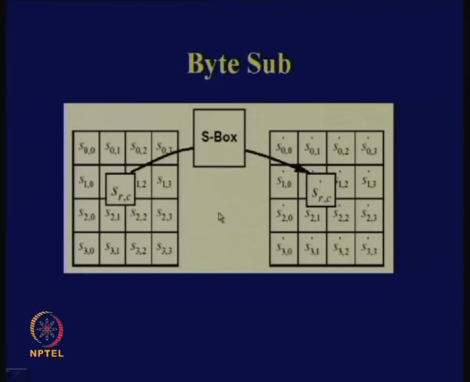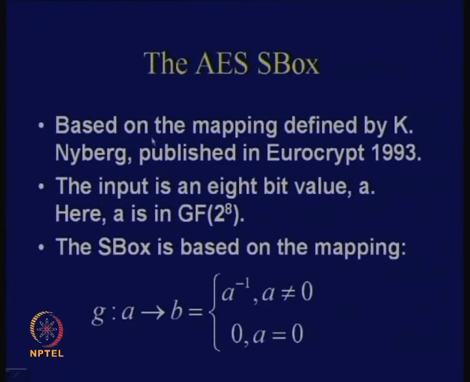This Byte Sub is based on the mapping defined by Nyberg and published in Eurocrypt 1993, based upon a paper called differential uniform mappings. The input in this case is an 8-bit value A, where A is in GF(2^8). So the S-Box is based on a mapping that takes A and produces B.